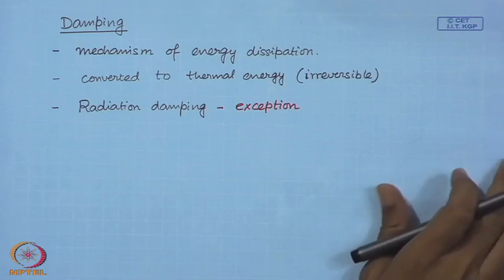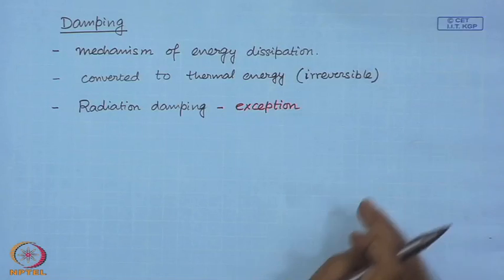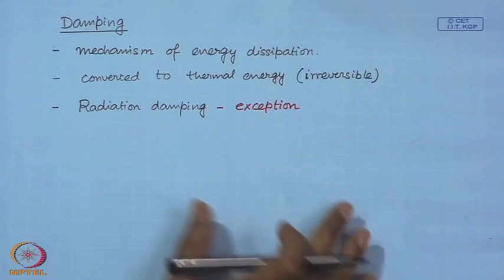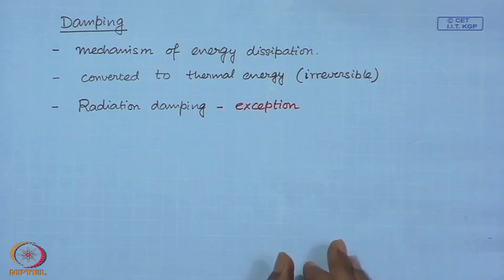So, wherever the structure is supported, no support is ideal, that means no support is rigid. So, there will be some flexibility, and continuously energy gets radiated out at the support points. So, we have primarily this energy dissipation by conversion to thermal energy, but there is another mechanism in which it might also be radiated out of the structure.